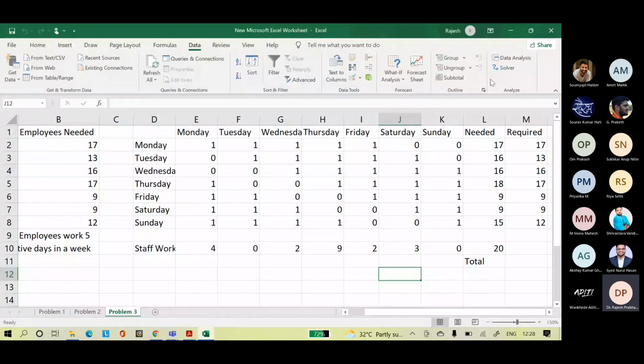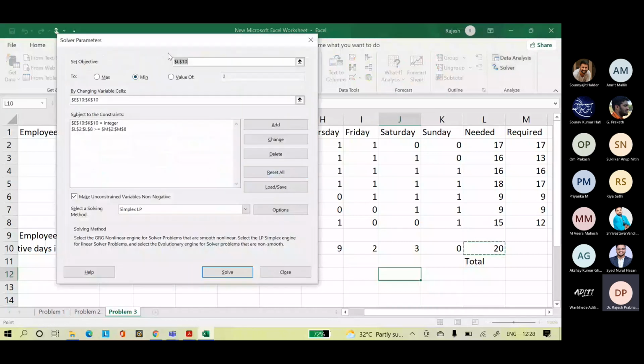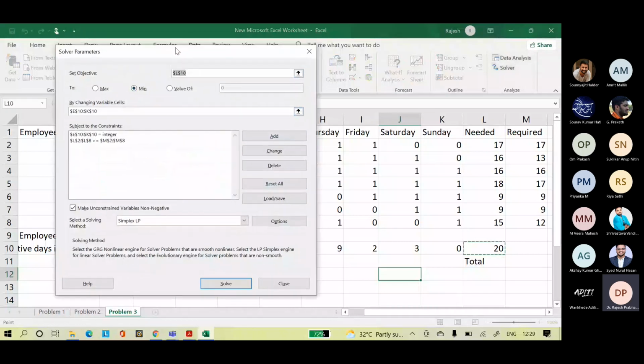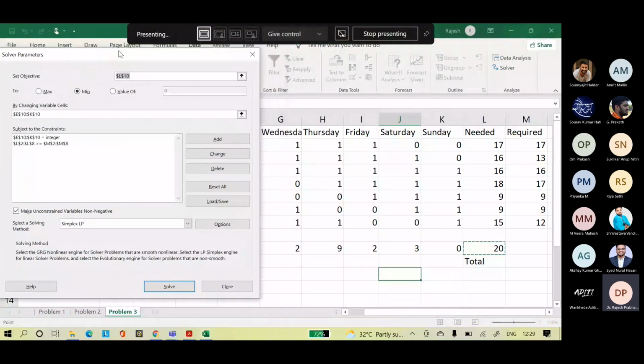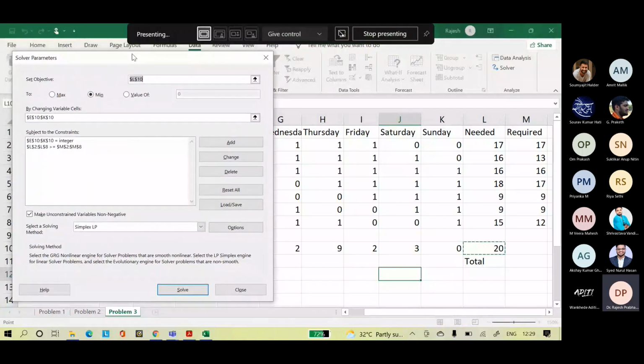You have to add an additional argument called integer only. The predicted cell value should be integer only, right? We are talking about human beings. So the cells changing should be integer only. Got it, participants? Got it, sir. So then we have to add an integer argument, right? It has to be an integer. So we need 20 people working.